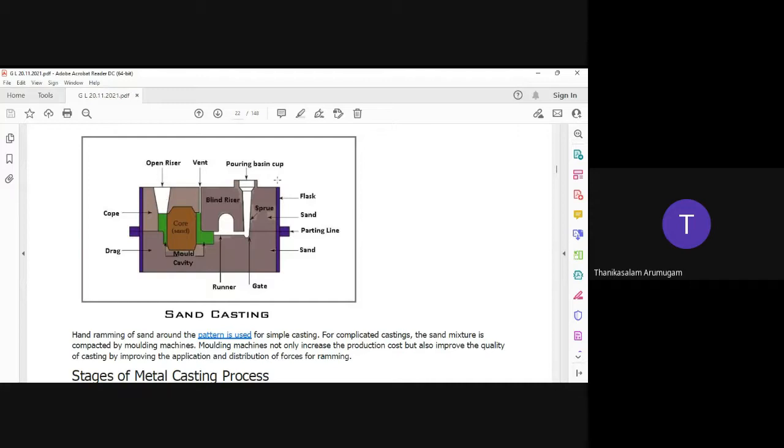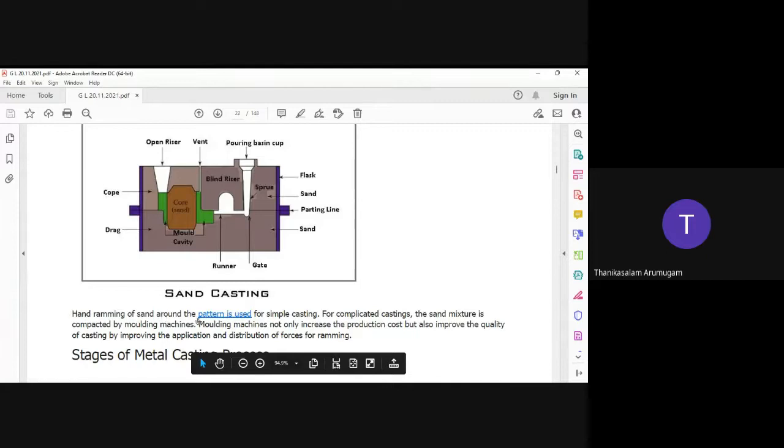Ramming of sand around the pattern is used for simple casting. For complicated casting, the sand mixture is compacted by molding machines. Molding machines not only increase the production cost but also improve the quality of casting by improving the application distribution of force for ramming.